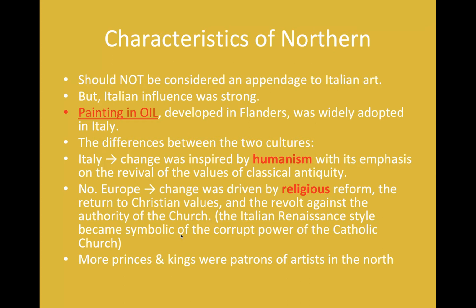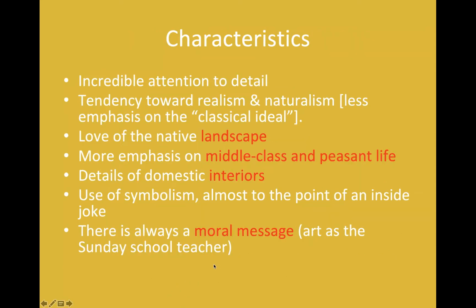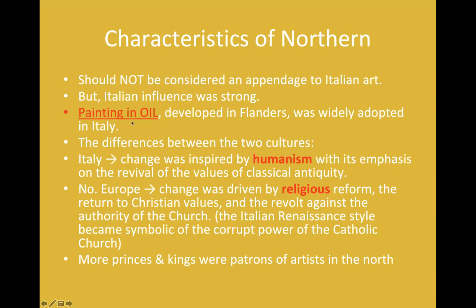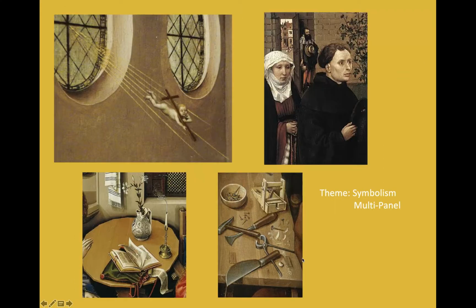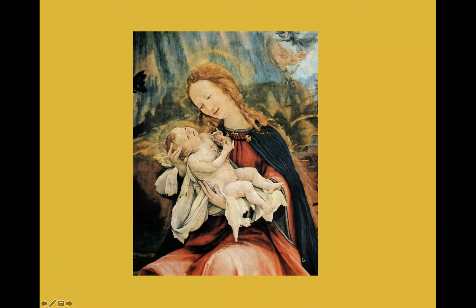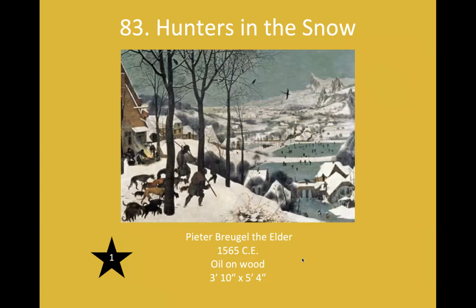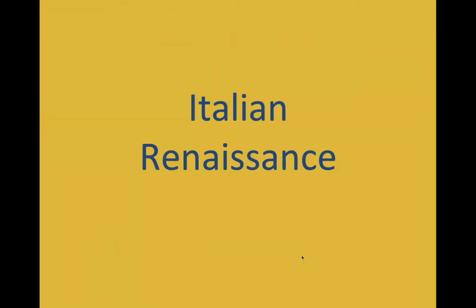Before we continue on, I want to make sure we remember some of the things that have to do with the Renaissance. We really are looking at painting in oil and that humanism. As opposed to in the North, where princes and kings were patrons of the artists, in the Italian Renaissance, the wealthy were the patrons of the artists. And so now we're going to move on to the Italian Renaissance.